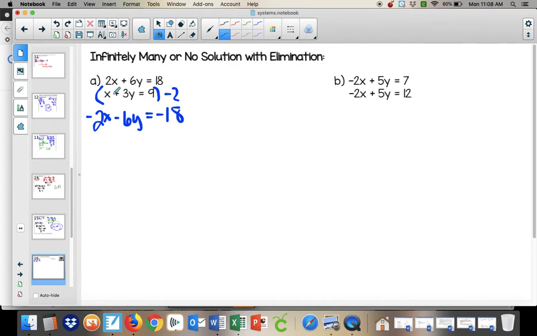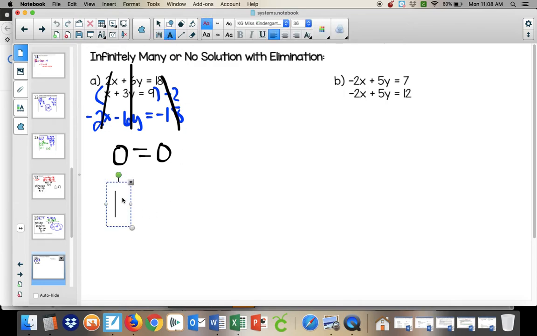Look what happens. 2x take away 2x is 0. 6y take away 6y, 0. 18 take away 18 is 0. I get 0 equals 0. If you eliminate and everything eliminates out, infinitely many.